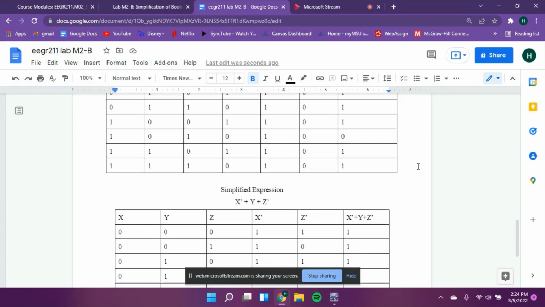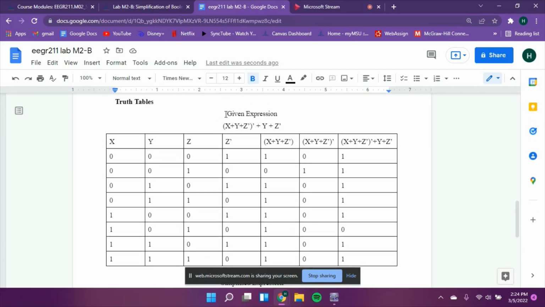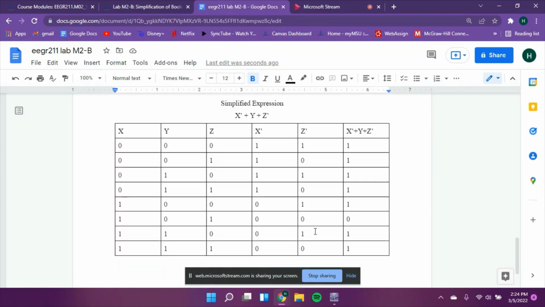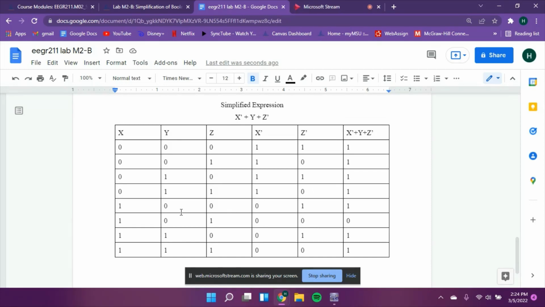And we see that the only time that the output was not on was when x and z were 1 and y was 0. And this was the only time where the output is 0. For the simplified expression, we see the same thing. The only time that the output is 0 is when x and z are 1 and y is 0.